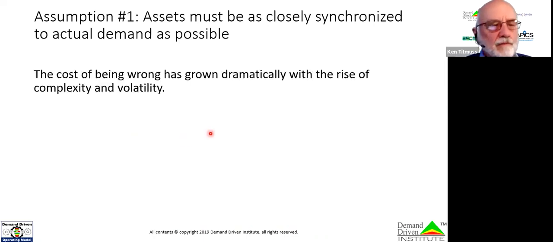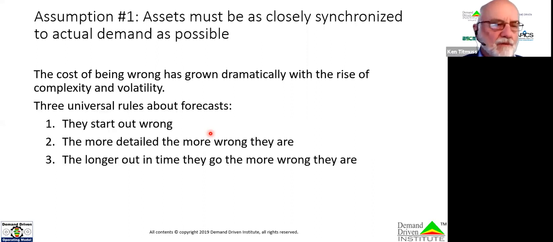The cost of being wrong has grown dramatically with the rise of complexity and volatility. We're now living in this VUCA world, and if we get it wrong, it can be very, very costly for us. We think the customer wants this, but he wants something totally different. We think he wants so many and he wants so many more. The cost of being wrong is becoming very costly for us.